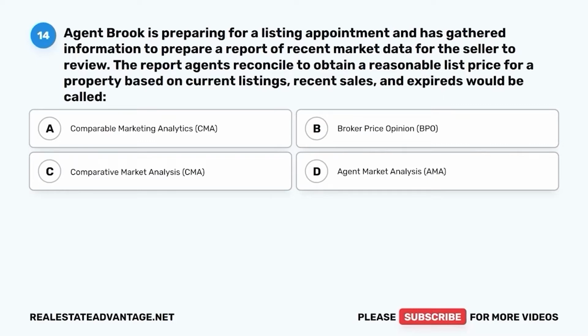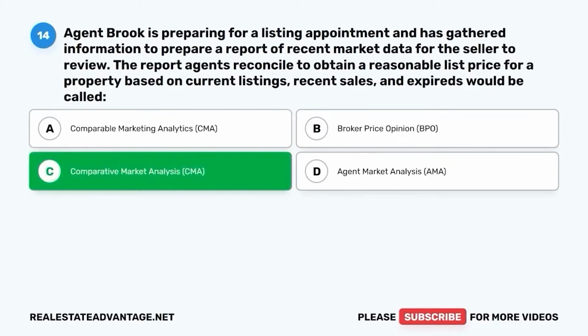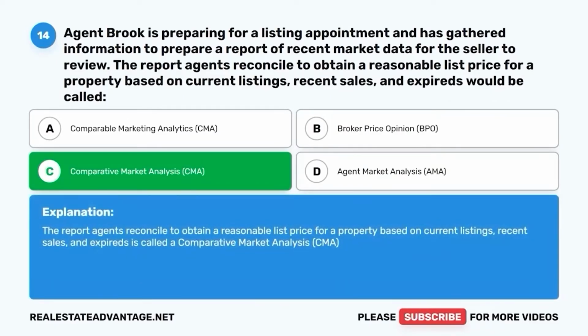The report agents reconcile to obtain a reasonable list price for a property based on current listings, recent sales, and expireds would be called A. Comparable Marketing Analytics, CMA. B. Broker Price Opinion, BPO. C. Comparative Market Analysis, CMA. D. Agent Market Analysis, AMA. The correct answer is C. Comparative Market Analysis, CMA. The report agents reconcile to obtain a reasonable list price for a property based on current listings, recent sales, and expireds is called a comparative market analysis, CMA.